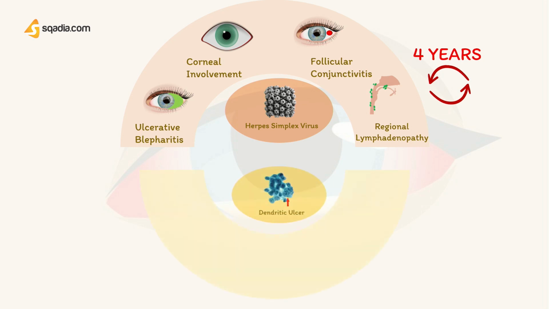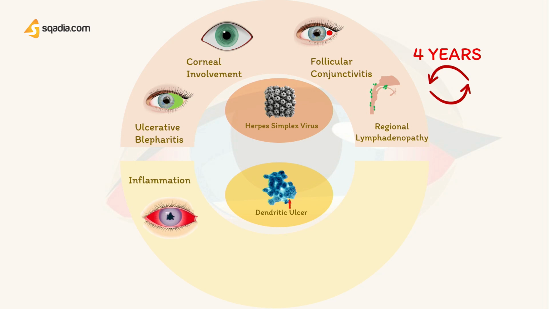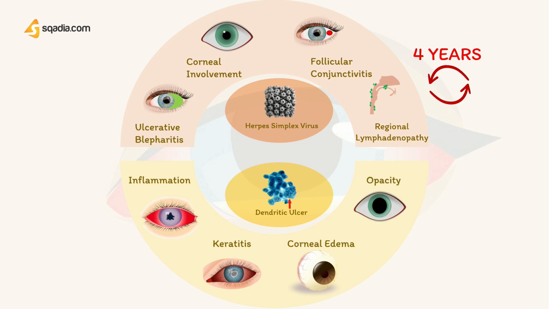Initially, a dendritic ulcer is present, but the later clinical picture is dominated by inflammation in the deeper structures: keratitis, corneal edema, and even an opacity seen in the cornea.